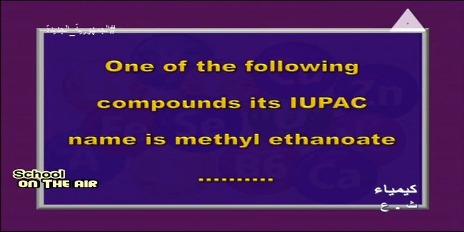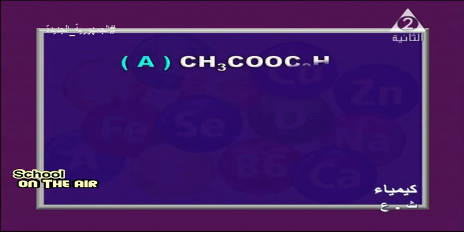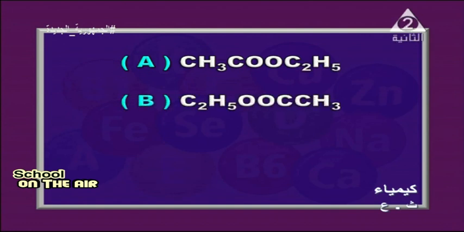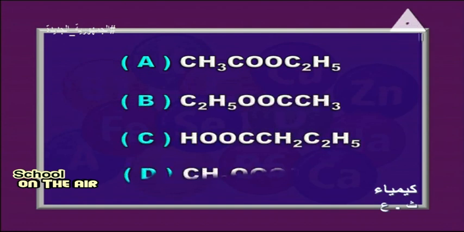Next one, of the following compounds, its IUPAC name is methyl ethanoate. Is it choice A, or choice B, or choice C, or choice D? The correct answer here, if you write the chemical formula of the correct ester, it will be CH3OOCC2H5. Its name is methyl propanoate, as the methyl group comes from methanol and the propanoic acid reacts with it.